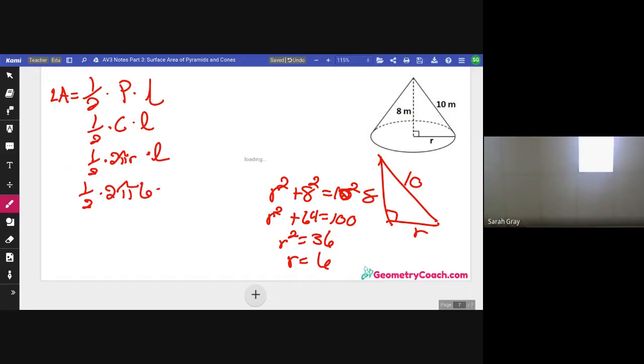And what's our L? Yep. Ooh, that's the vertical height. But the L is slanty. Kelsey? 10. It's the 10.